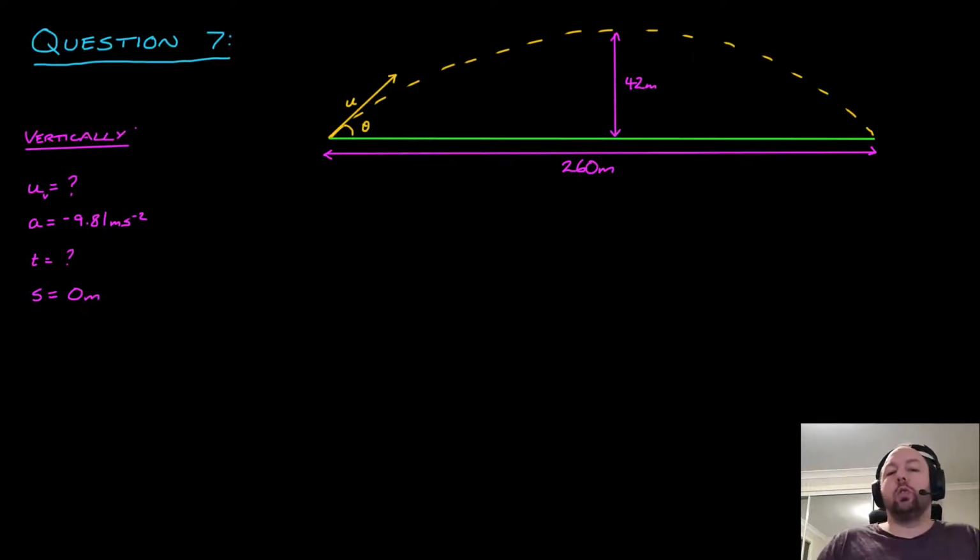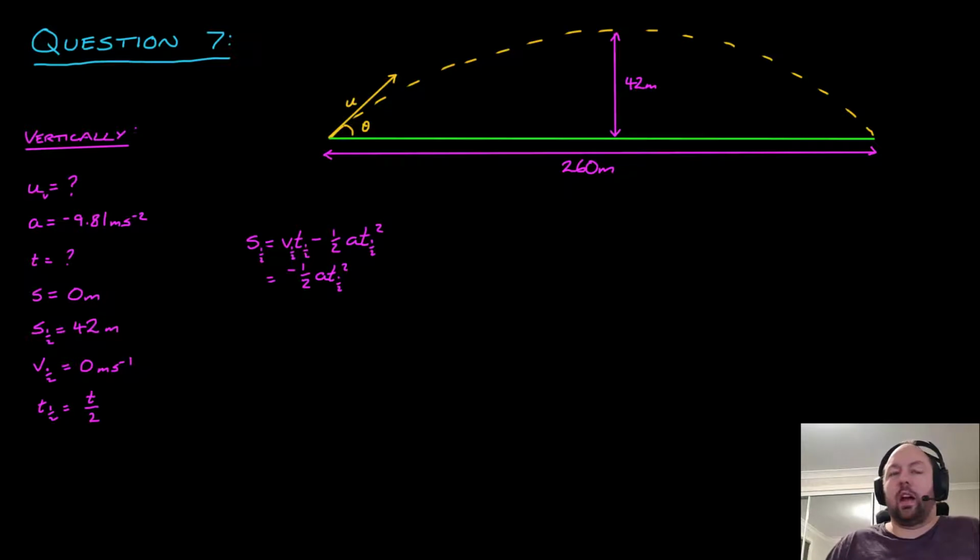But what we can do is realize that we know certain pieces of information about the object when it is halfway through its motion. So what we know is that when the object reaches its maximum height, its velocity is 0, it's at a displacement of 42 meters, and because of the symmetry of the motion, the time taken to reach that point will be exactly half of the total time of flight.